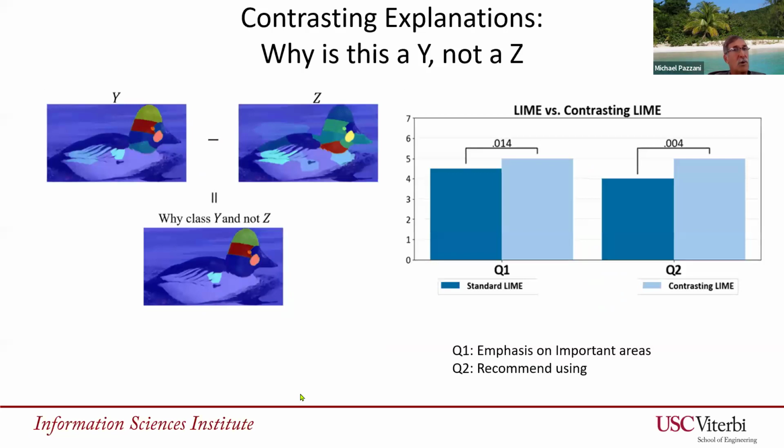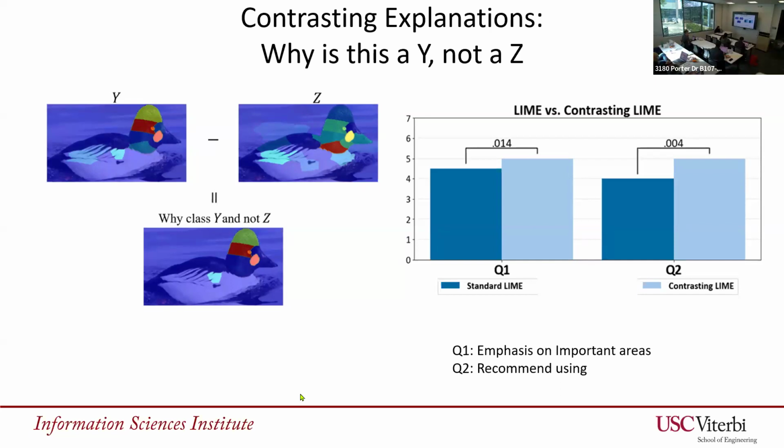One other thing that we worked on is looking at contrasting explanations. This is the question of not asking why it's class Y, but why it's class Y and not Z. One way to do that is to look at the evidence you collect for why it's Y, look at the evidence you collect for why it's Z, and then subtract them. Or there's a weighted subtraction as well.